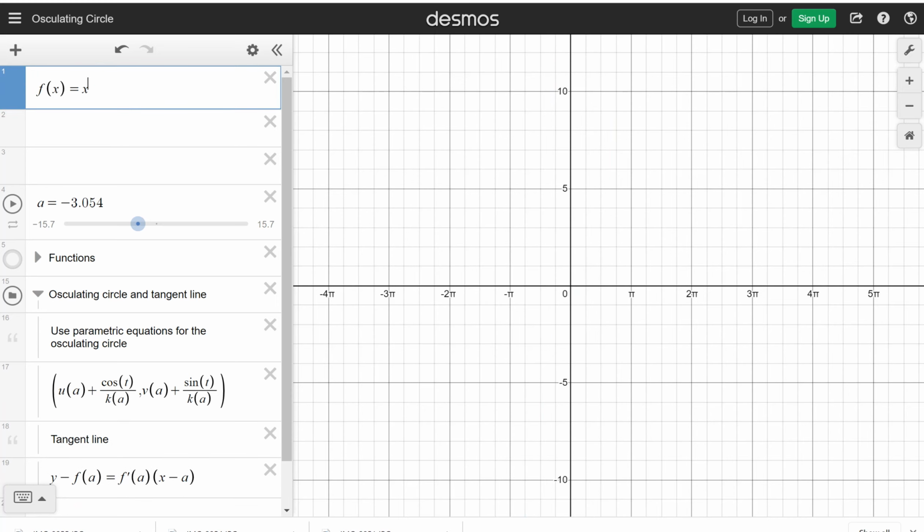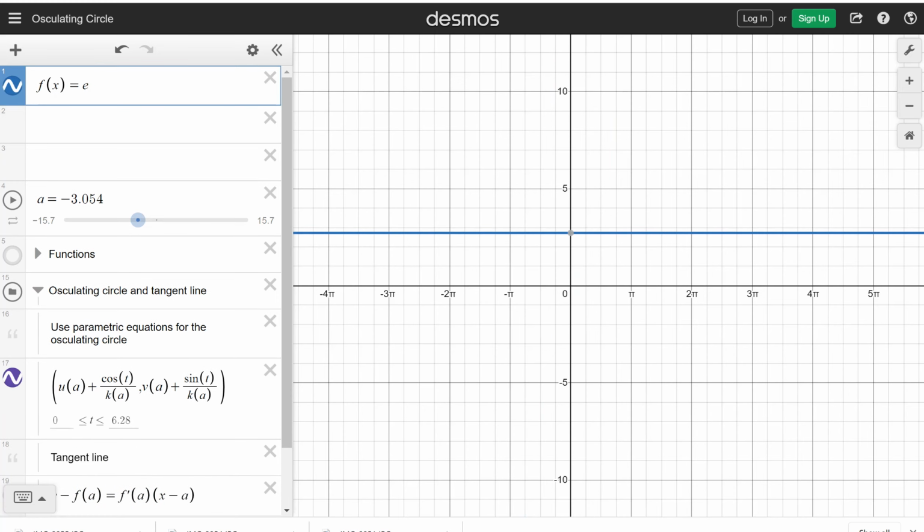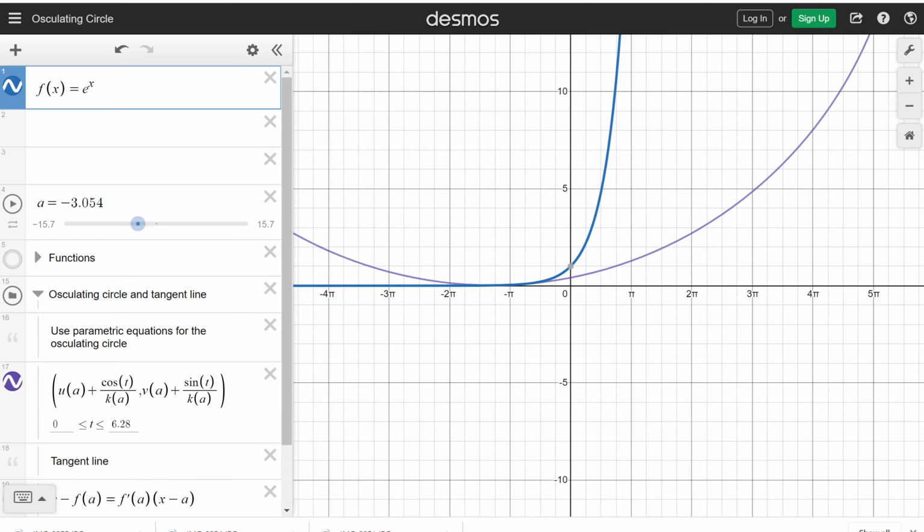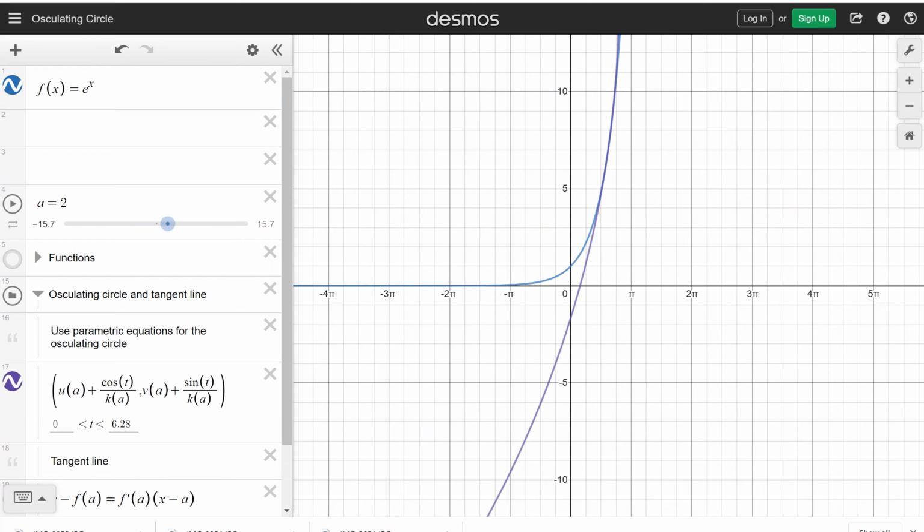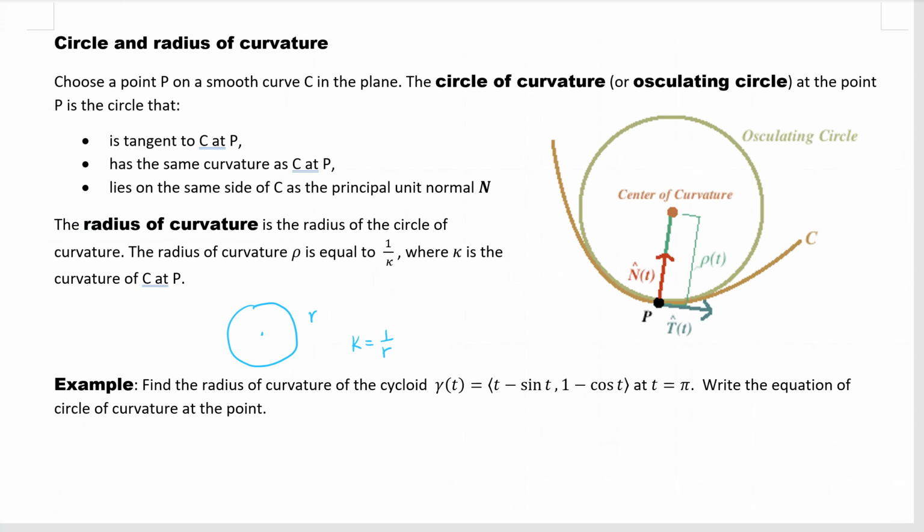How about e to the x? We haven't seen it. See, it's actually smaller near the origin. When it goes away from the origin, the osculating circle is going to be bigger. Okay, so let's come back. Let me just copy down what I said.